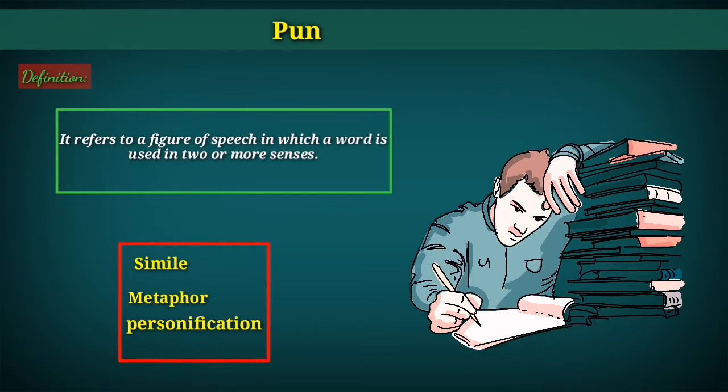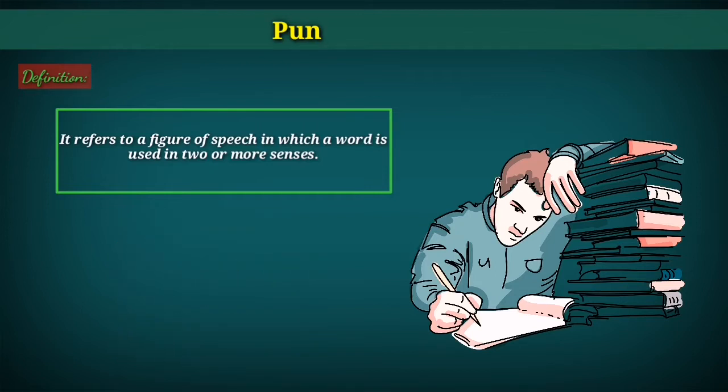What does it mean? Simply, it means when we use a word in two or more senses in order to make people laugh, it is simply called pun. In short, you can say that to play upon the words is called pun. I think you are not getting the point, so let me give you some examples so then you will understand it.